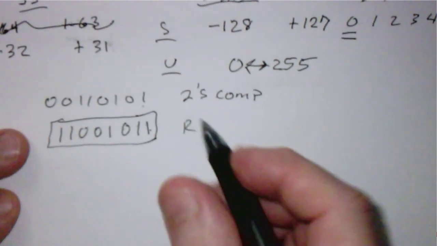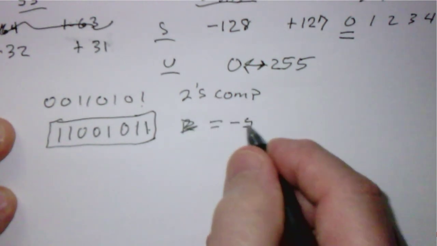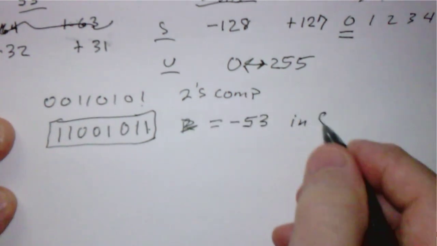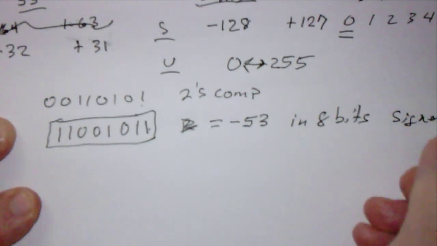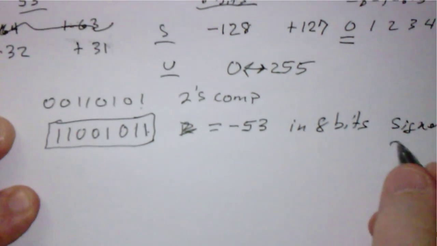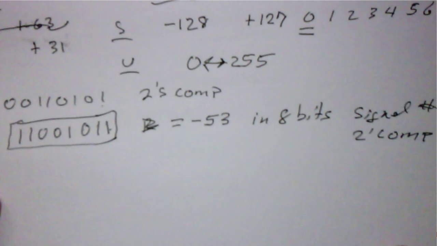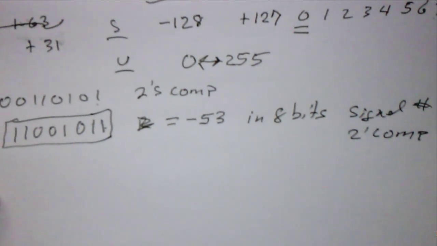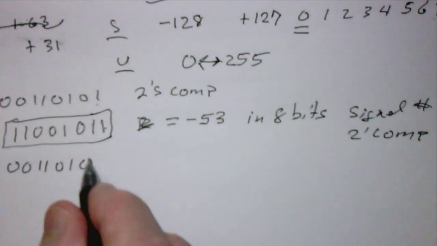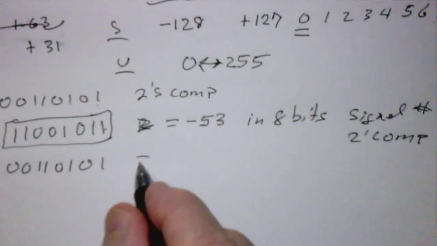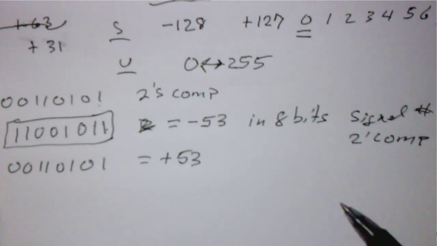Now let me say a couple things. This value here equals minus 53 in 8 bits as a signed number, 2's complement. Okay? So that's what we got. This number, 00110101, that was our original number, equals positive 53 in 8 bits, signed 2's complement number.